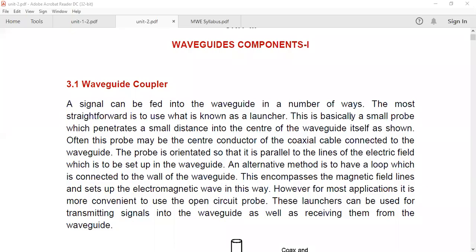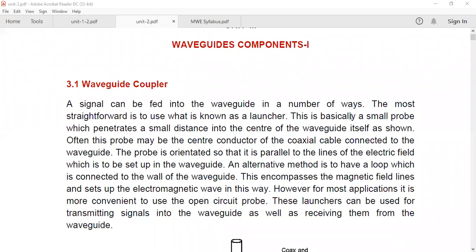So unit number 2, waveguide components. Like our normal circuits, LC circuits or normal electronic components, there we require components to connect transmission lines, or to connect from a source to some other destination or device. We require components to connect coaxial cables like that. Here also we have components, our microwave components. These are the microwave waveguide components.